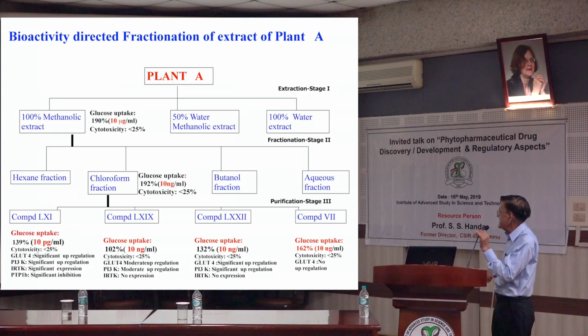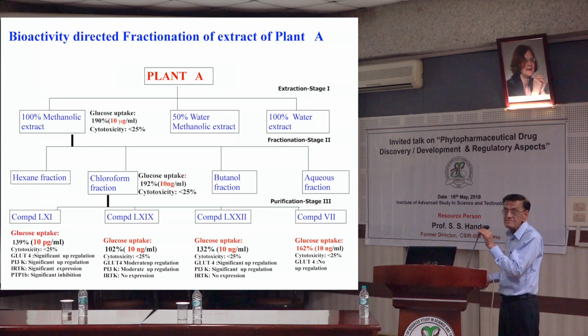192%, at 10 nanogram. From microgram, you have come to the nanograms. Now you are interested to go into further purification. When you did further purification, you found this compound, this compound, this compound, this compound. Now this compound gives you activity up to the level of 10 picogram. You see, from the nanogram, it comes to the picogram. So this fraction is giving activity.